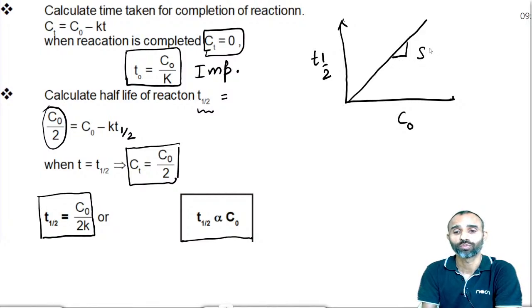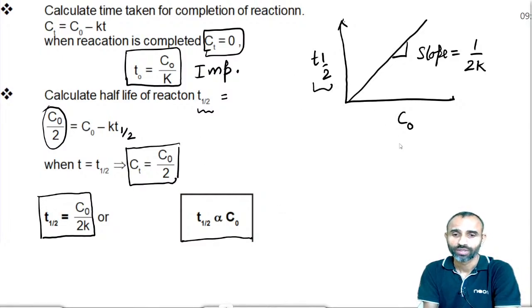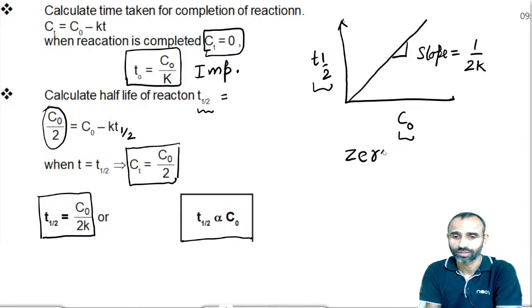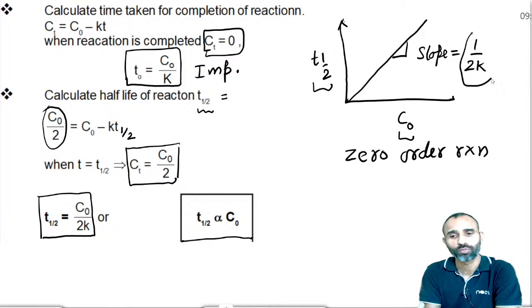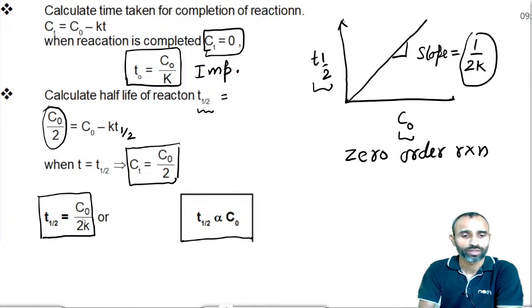The slope is equal to 1 by 2K. Whenever half-life and C naught are plotted for a zero order reaction, it starts from the origin and is a straight line, a direct relation, and therefore the slope is 1 upon 2K.